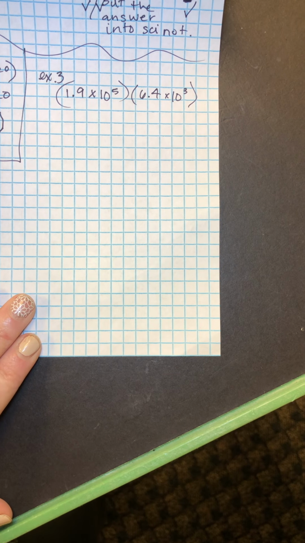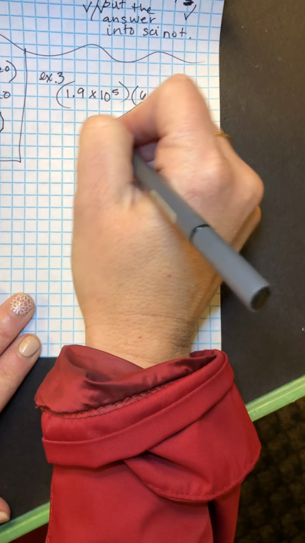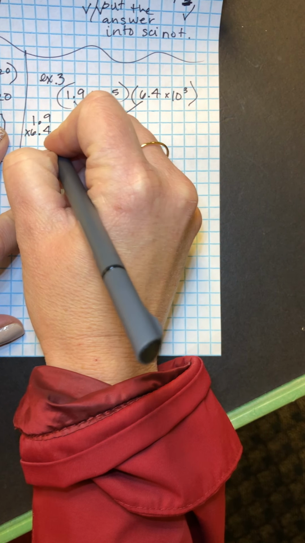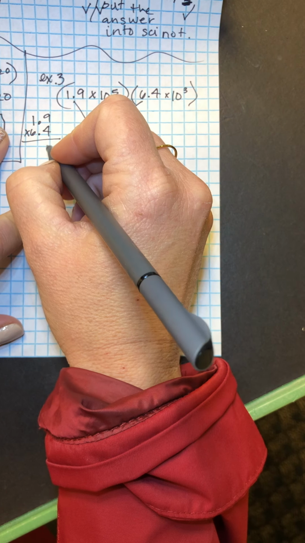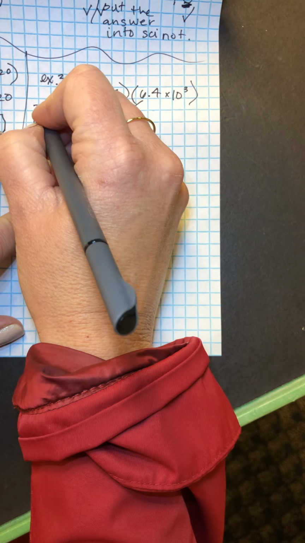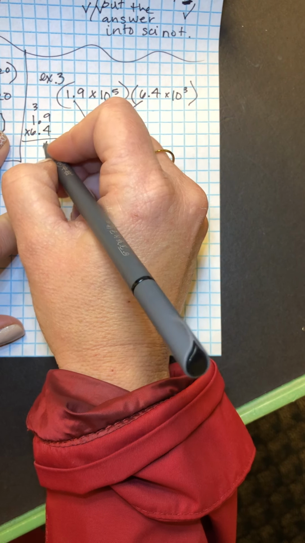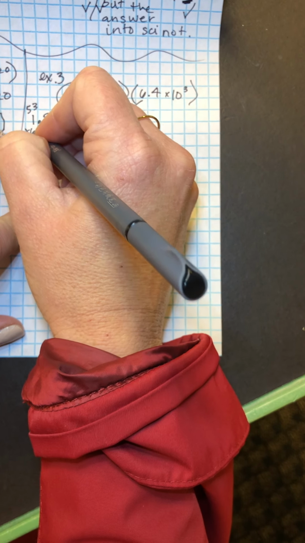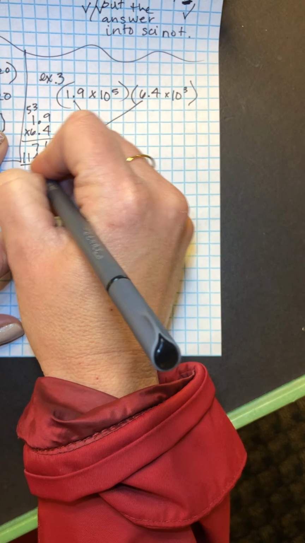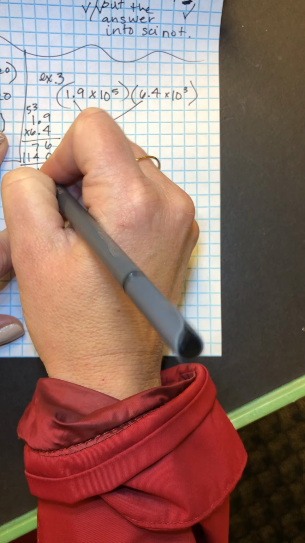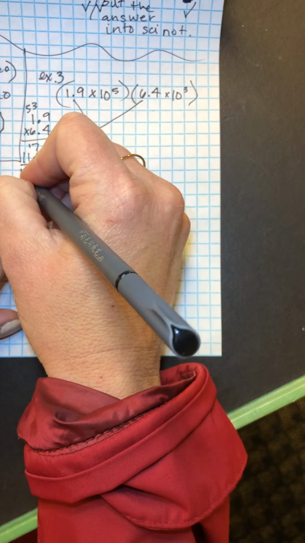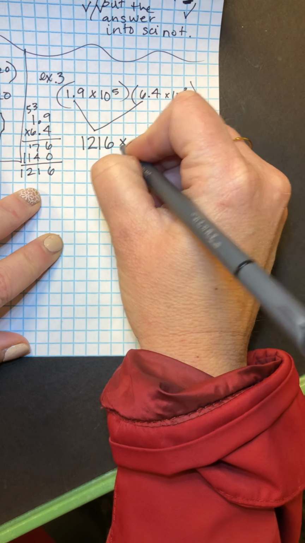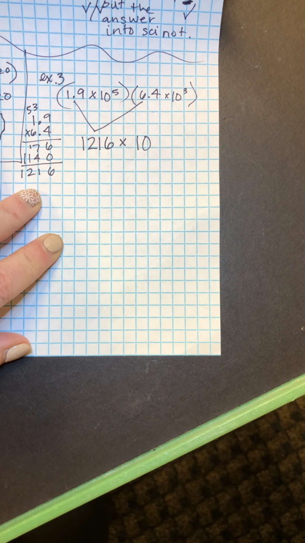Can you guys see that okay? So we're going to pull the two fronts. So off to the side, I'm going to do 1.9 times 6.4. Might have a calculator to check, but honestly, you should be able to do this math. It's not too bad. Are we going to use a calculator to do it? Probably not. I'm not going to put super long ones on there though, because I don't want you to waste your time doing math. I want you to be able to tell me about scientific notation and exponents. Okay?